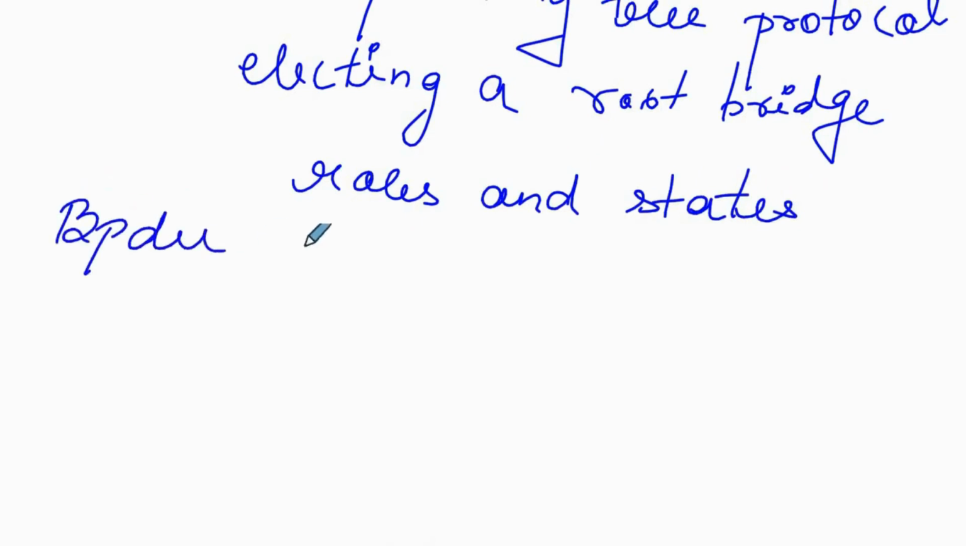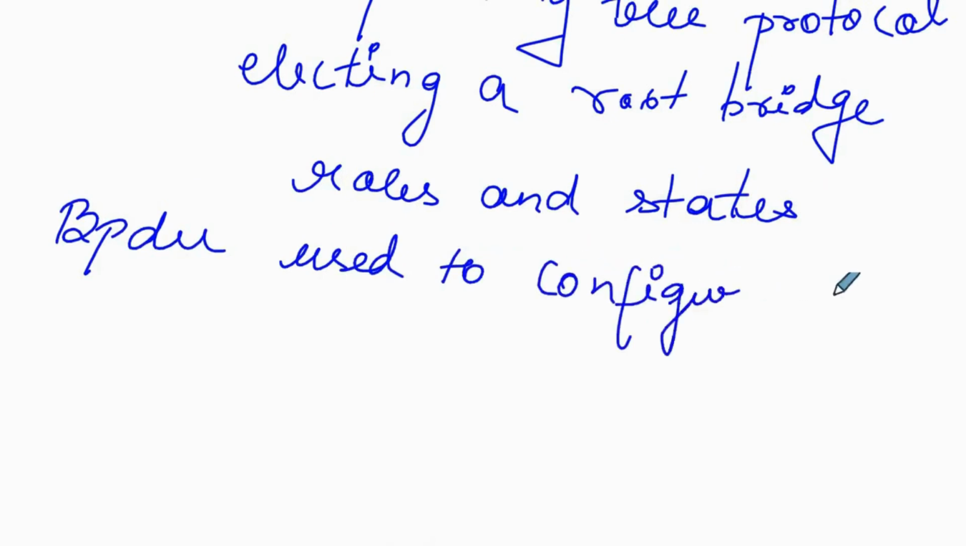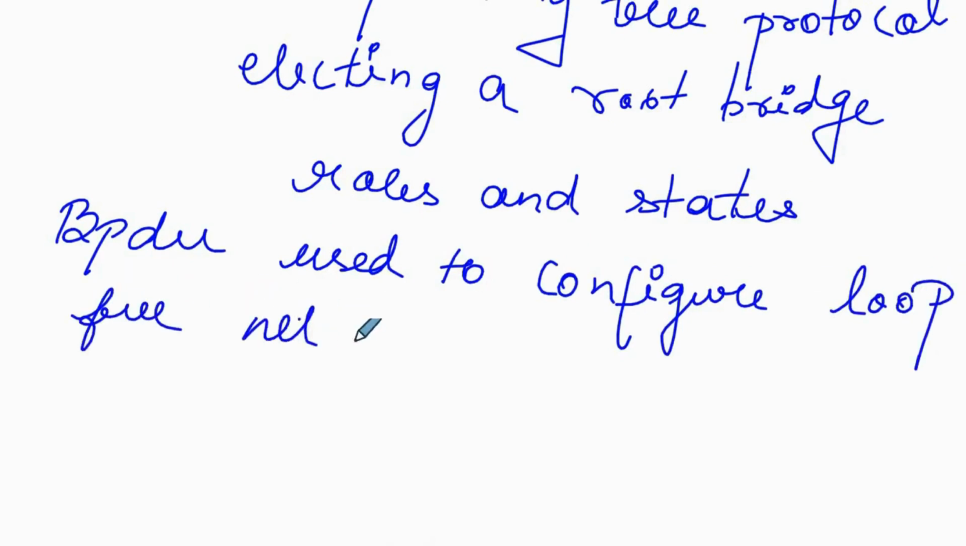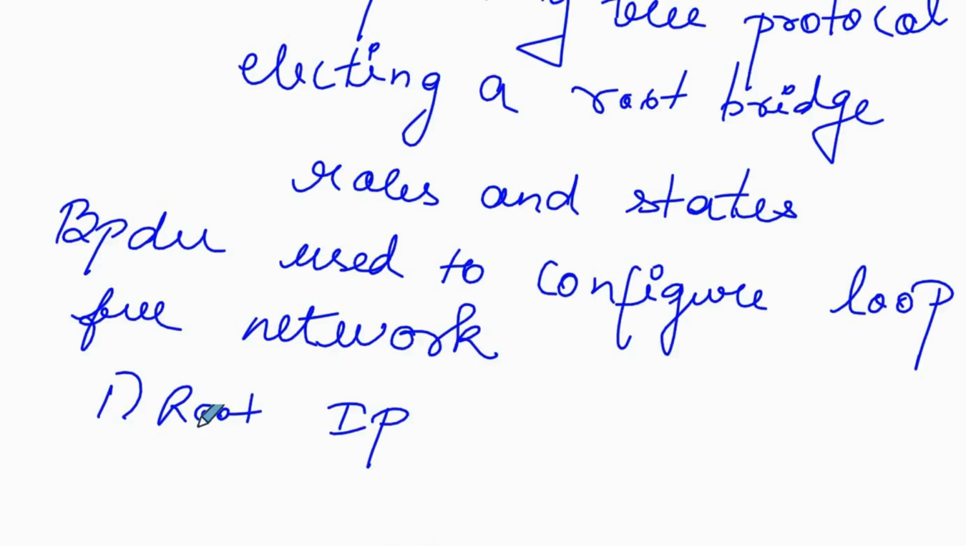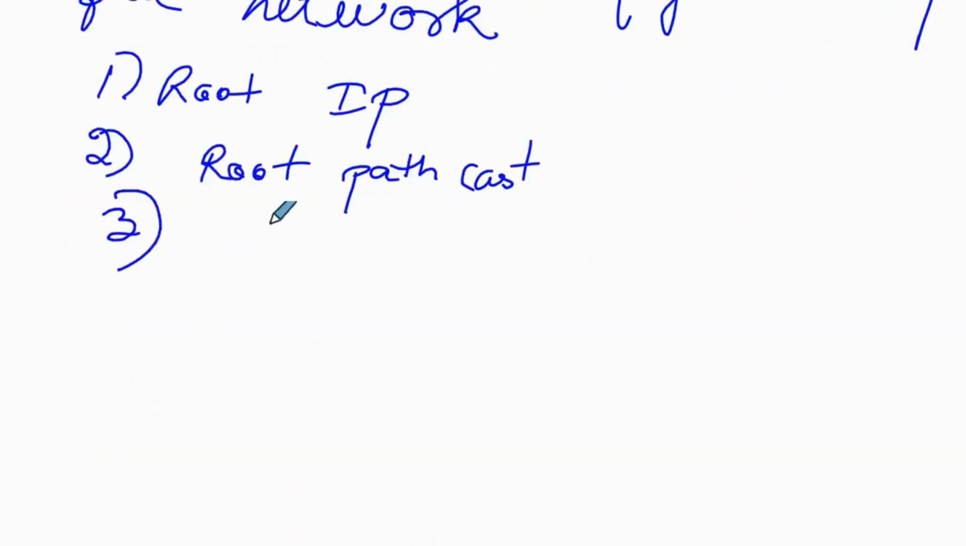In the hello BPDU frame there are many fields, but today we are focusing on only three fields: the root ID, root path cost, and bridge ID.